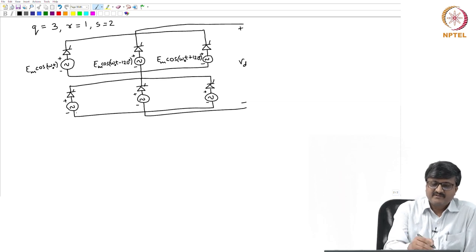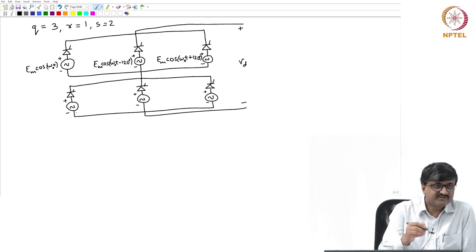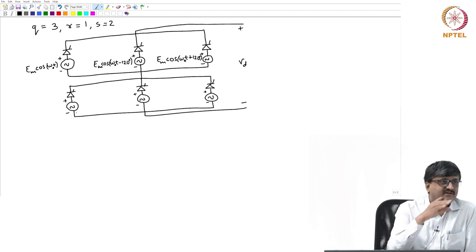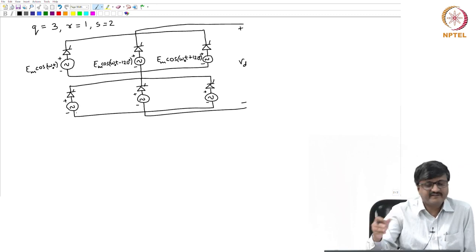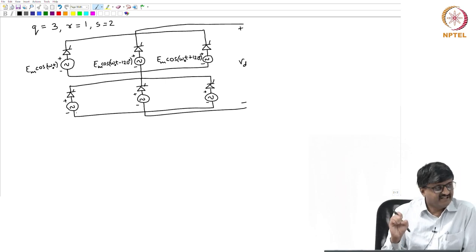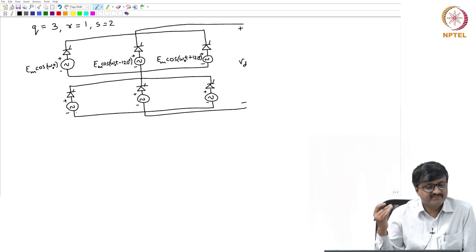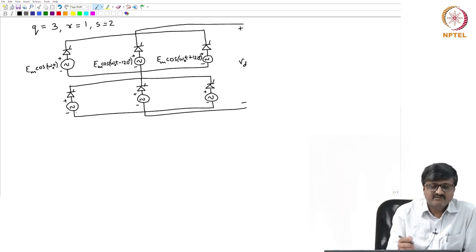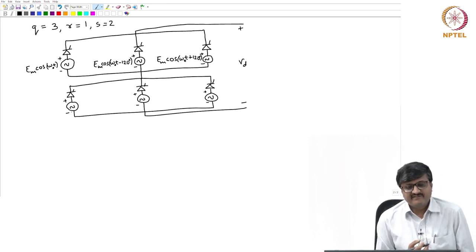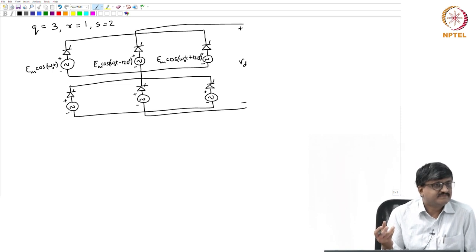See, if I have 6 sources in this circuit, and I want a waveform which is close to ideal, see our ideal waveform is always a constant voltage for the DC side voltage Vd. See, Vd is having a desirable voltage which is constant. Now I can't achieve constant voltage, but I can achieve the best possible waveform for Vd. So if I want to do that, what should be the phase angle difference between the 6 voltage sources? 60 degrees, it is 360 by 6.